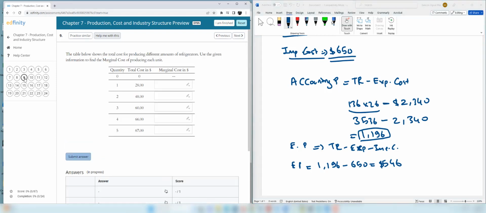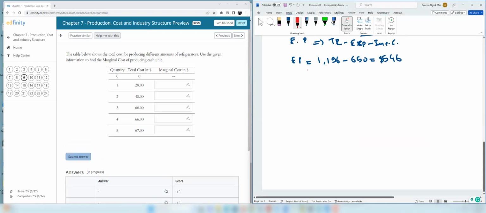Let's solve question number 9. In this question, we are going to calculate the marginal cost. And remember, marginal cost is the change in total cost divided by change in total quantity. So the quantities in this table are increasing by 1. The denominator is going to be always 1. And the change in total cost from, for instance, 0 units to the first unit is 28. So marginal cost of the first unit is $28.